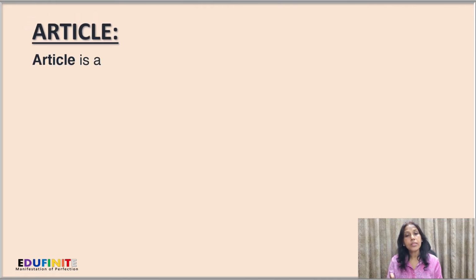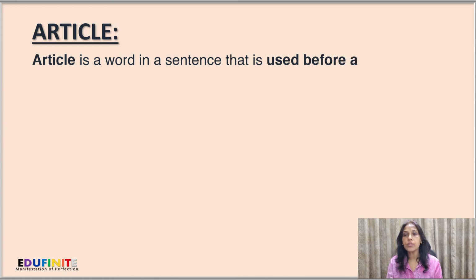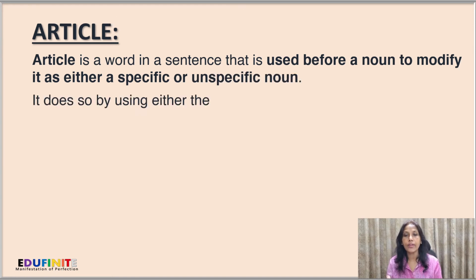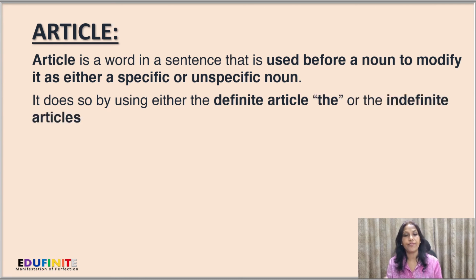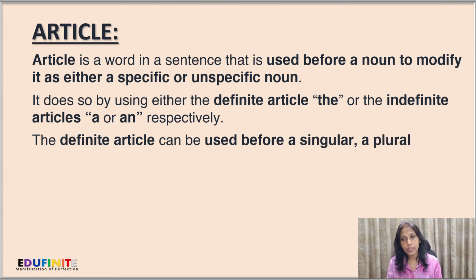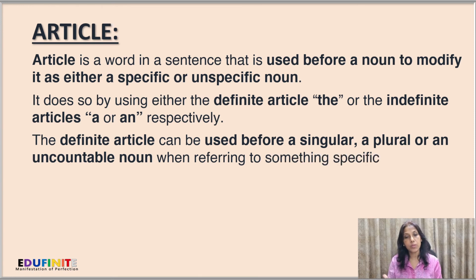Now, article. What is an article? An article is a word in a sentence that is used before a noun to modify it as either a specific or unspecific noun. It does so by using either the definite article the or the indefinite articles a or an, respectively. The definite article can be used before a singular, a plural, or an uncountable noun when referring to something specific.